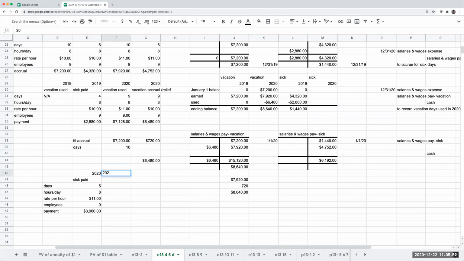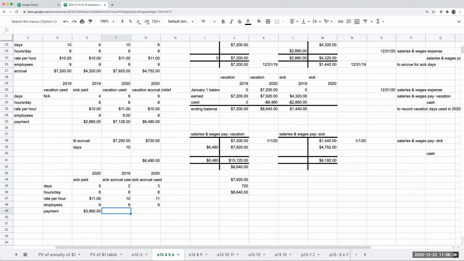Then for my 2020 sick accrual used, this is going to be for 3 days. Let's break this up. Call this sick accrual used. So I had 2 days from last year, and I'm going to use 3 days from the current year. 8 hours per day on each of these, but this had a rate of $10 per hour, and this had a rate of $11 per hour.